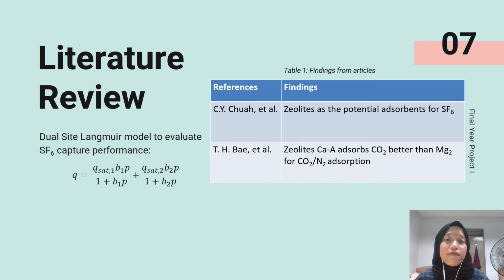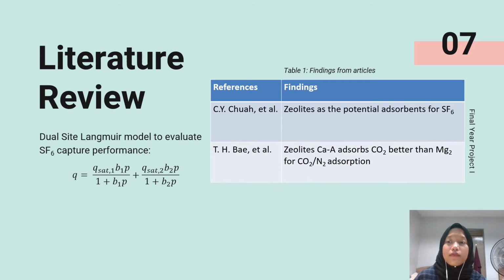Right, so as both of them are greenhouse gases, from this finding an isotherm would be selected. Once the isotherm is confirmed, such as the dual site Langmuir, we can calculate the quantity adsorbed as the figure shows, which acts as the SF6 capture performance, and then we can create the breakthrough curves, and the proposed methodology will be explained after this.